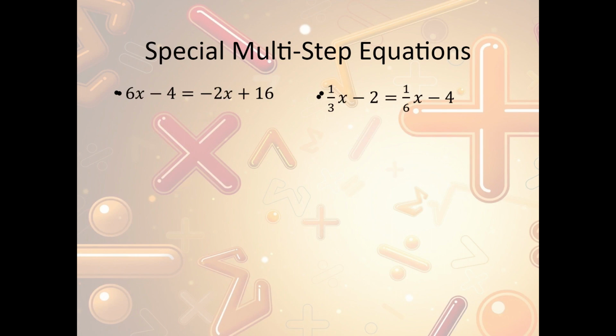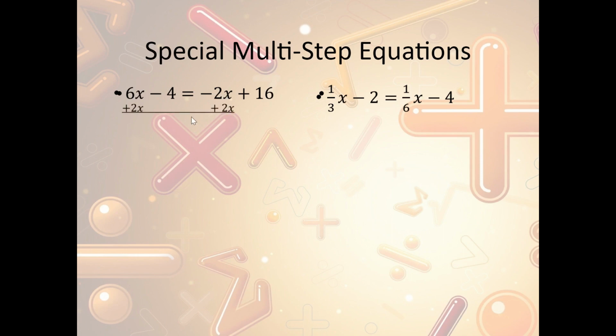Let's look at a couple of examples of variables on both sides. So I have 6x minus 4 is equal to negative 2x plus 16. So again, I got to get all my variables to one side and all my constants to the other side. So I have 6x and negative 2x. Well, I want to keep it positive if I can, so I'm going to go ahead and add 2x to both sides to get rid of this.